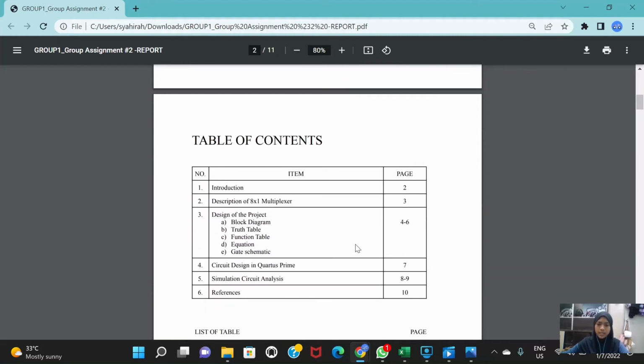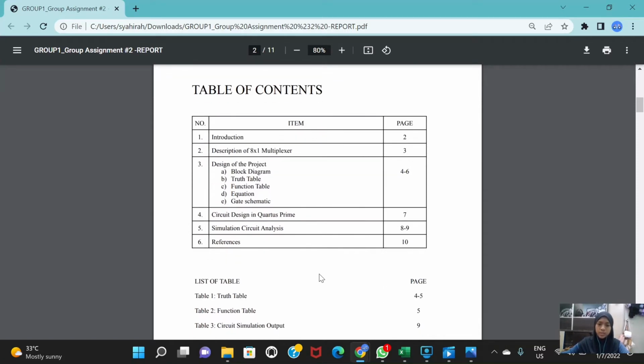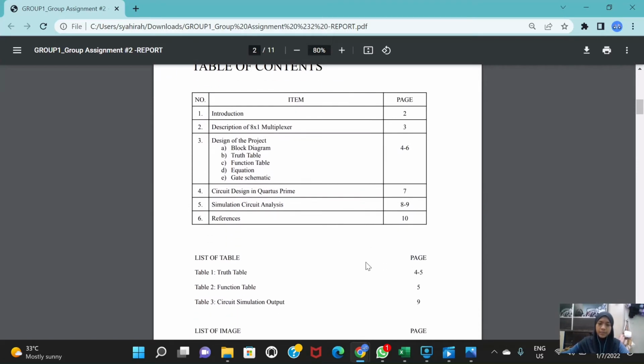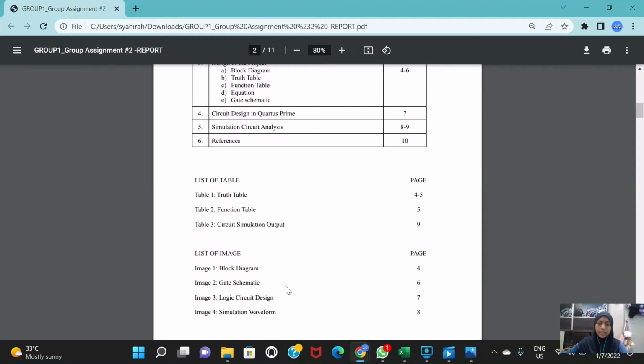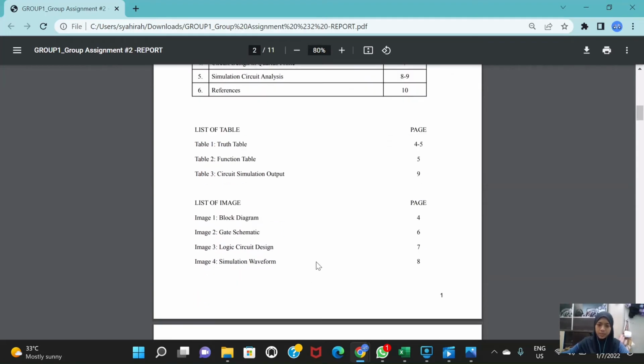The table of contents of this report is introduction, description of 8 to 1 multiplexer, design of the project, block diagram, truth table, function table, equation, and gate schematic, circuit design in Quartus Prime, simulation circuit analysis, and reference. This is the list of tables and images that have been included in this report.